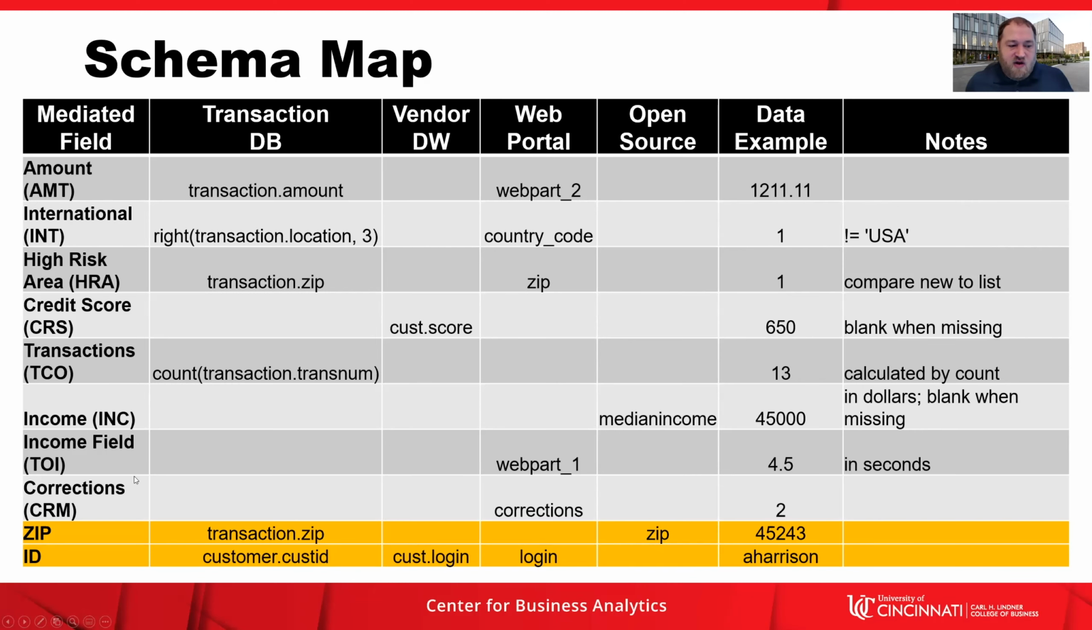So you list the independent variables down the left-hand side, and then along the top, you list all the different data sources that you have available to you, and you can list what the fields are and where you're going to get the fields. So in this case, say you'd get the customer score from the customer schema in the score attribute within one of your vendor's data warehouses. And in this case, you'd be taking the 5-digit zip code from a web portal to determine whether a transaction is in a high-risk area.